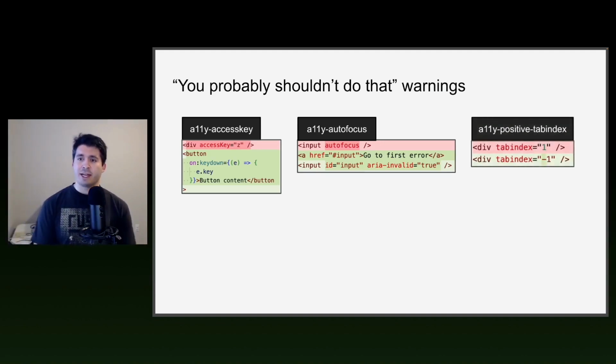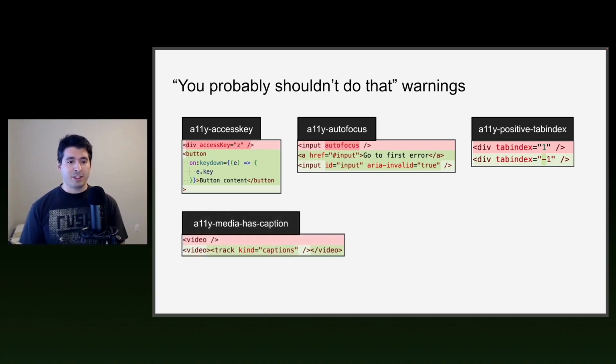A11y positive tab index. So this div here has a positive tab index greater than 0. Div is a contrived example because you should never have a tab index on a div because it's not an interactive element. It's okay, though, to have a tab index of -1. -1 allows you to focus on an element using JavaScript only, such as element.focus, the function. A11y media has caption. This nudges you into providing transcriptions and subtitles for something like a video or audio file.